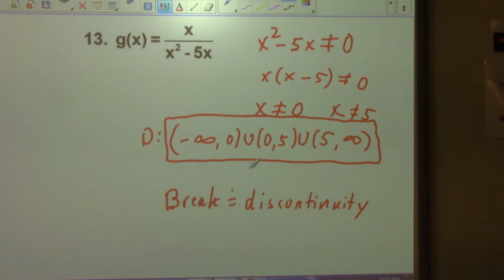And one more kind of discontinuity. One other type of discontinuity. Now, you guys make sure you stay off your phones, right? Thank you. I'm looking at them.